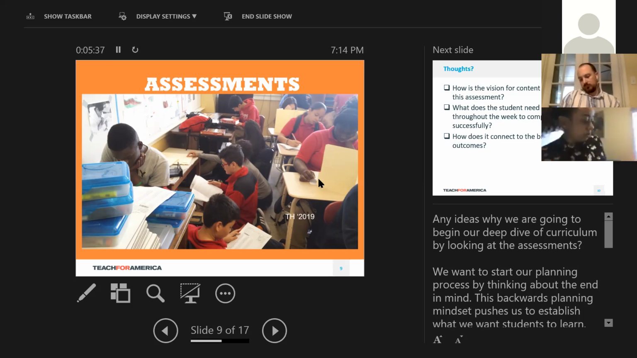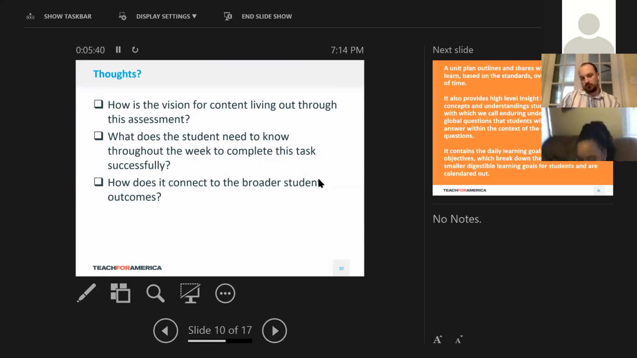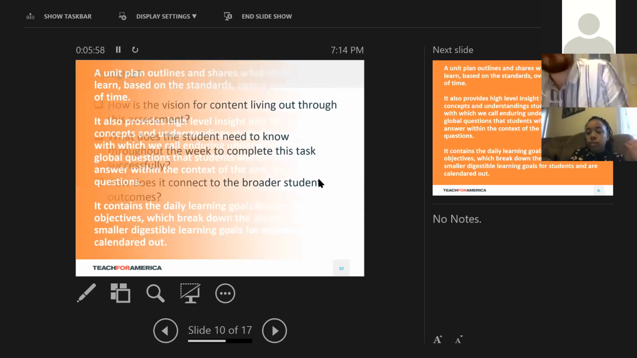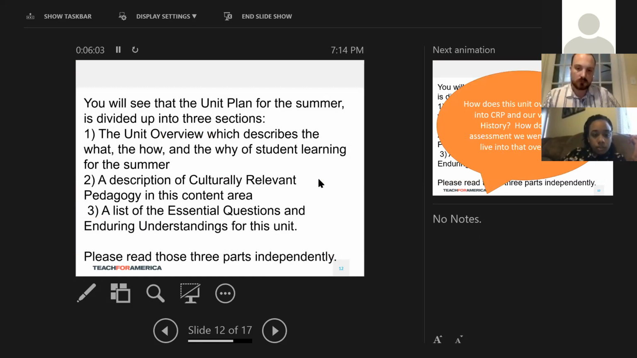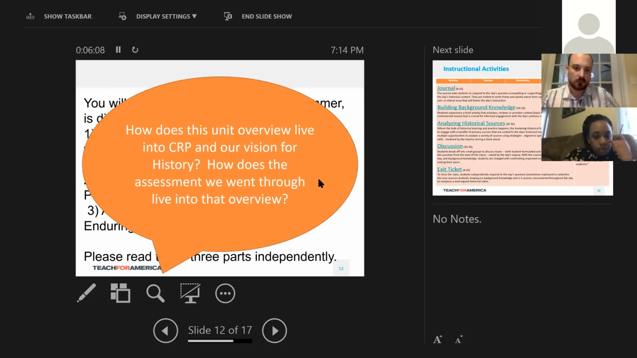All right. So then after we take a look at those assessments, core members will have these debrief questions. So where do we see vision coming through the assessment? And then what specific activities do kids need to do before the assessment to do well on it? Which I think pushes them to think about backwards planning. We'll talk briefly about unit plans. We'll go through the 3 pieces of the unit plan. And then we'll ask them the question, where do we see CRP living in our unit plan?